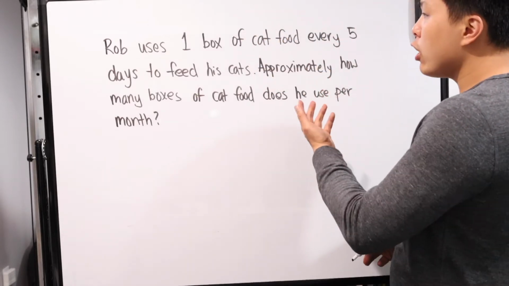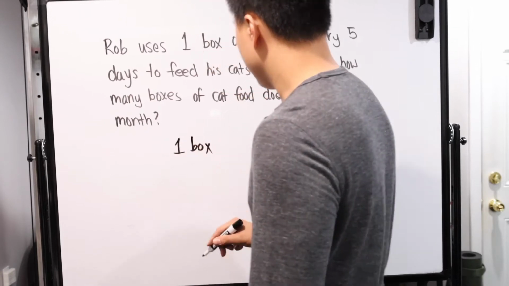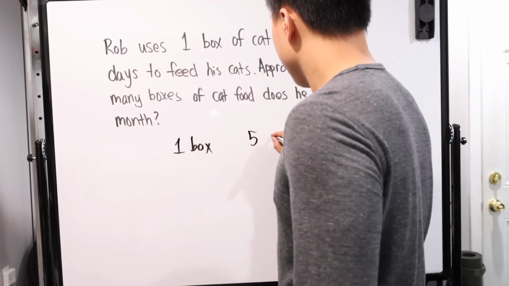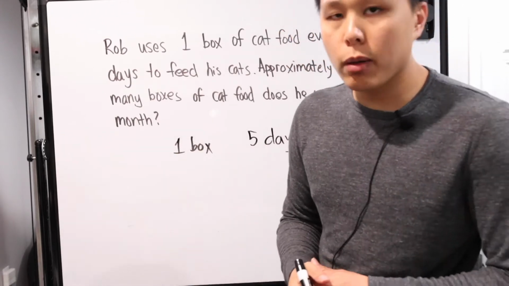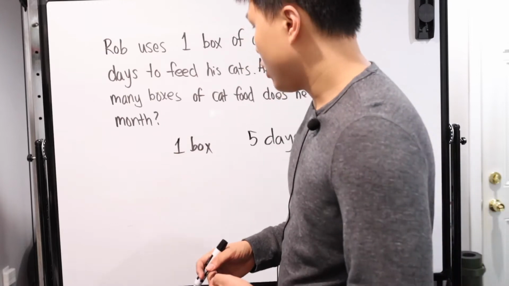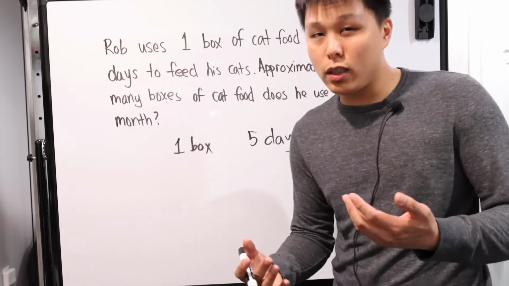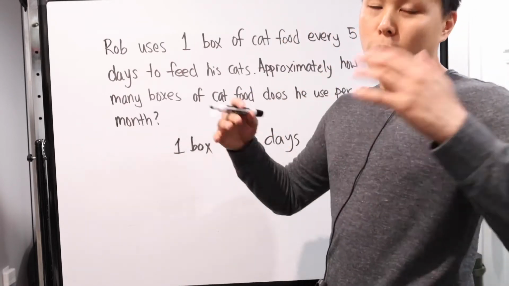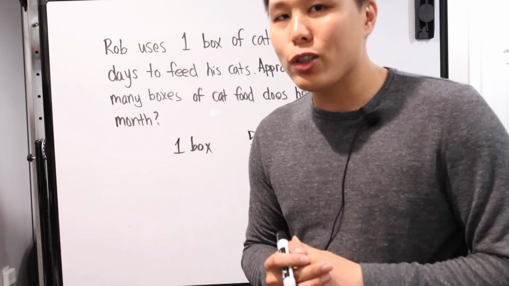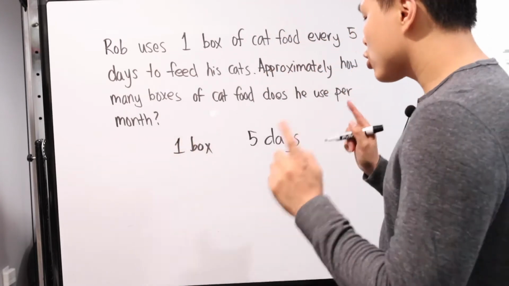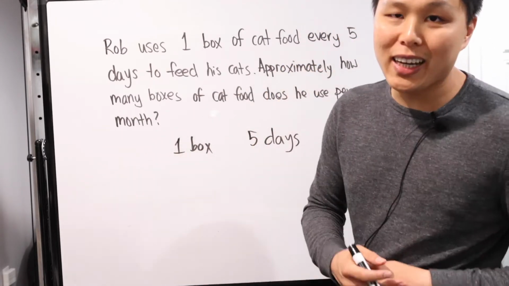The idea is that if you know it takes 1 box of cat food every 5 days, well, now we just need to understand roughly how many days are in a month. Now, of course, there's potentially 31 days, potentially 30 days, and potentially 29 days and 28 days. Don't be super technical about it. Just about average, it's about 30 days, right? So just go with that. That makes our lives a lot easier because you're just approximating anyways.